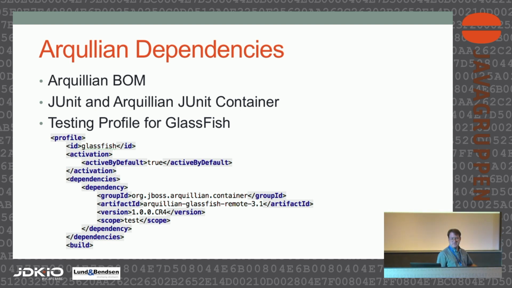In this case right here, I've specified a remote, which means that the container, Pyre GlassFish, is running on a remote machine. If I wanted to test an embedded one, I would have pulled in the embedded dependency, and you would set up different profiles for running different sets of tests, either embedded or remote, etc.